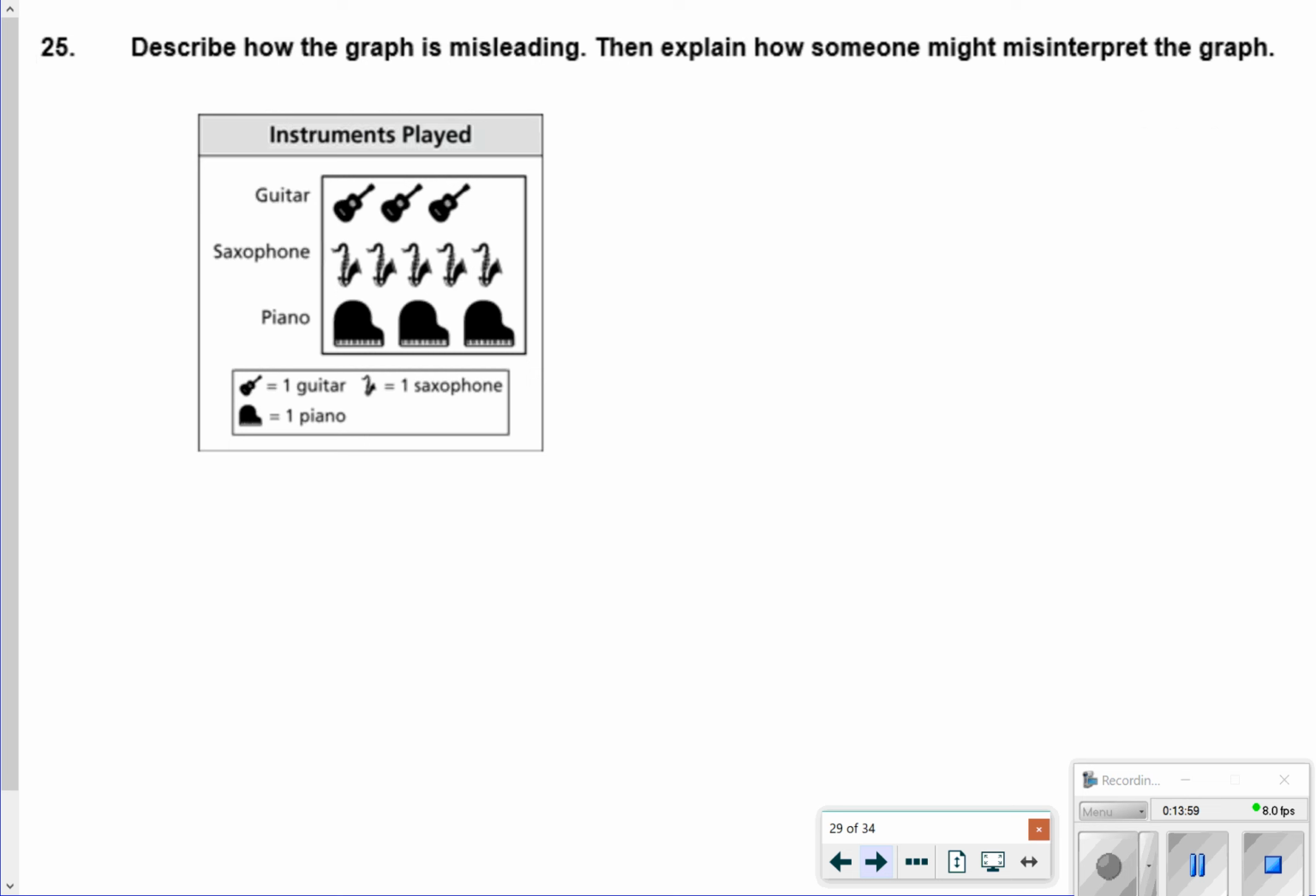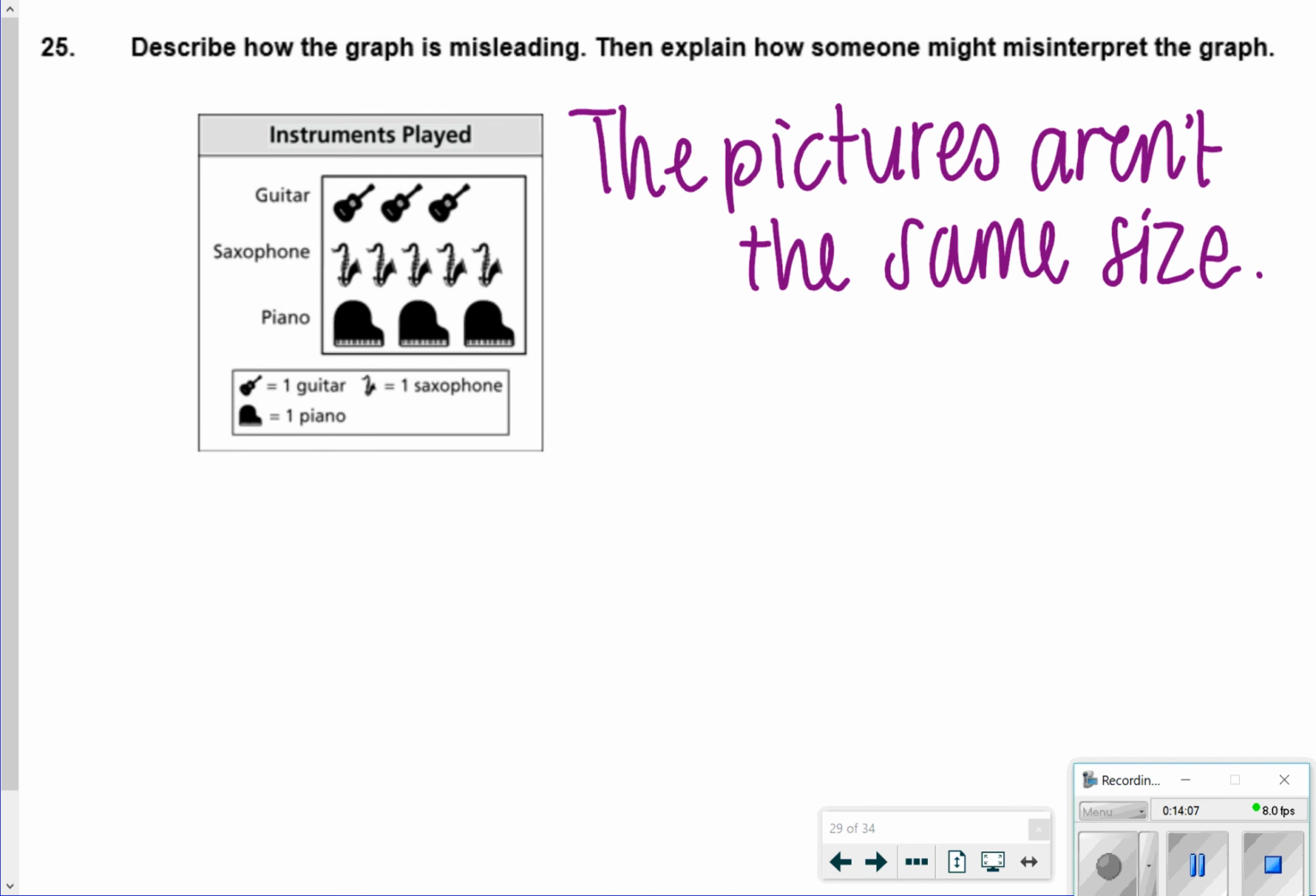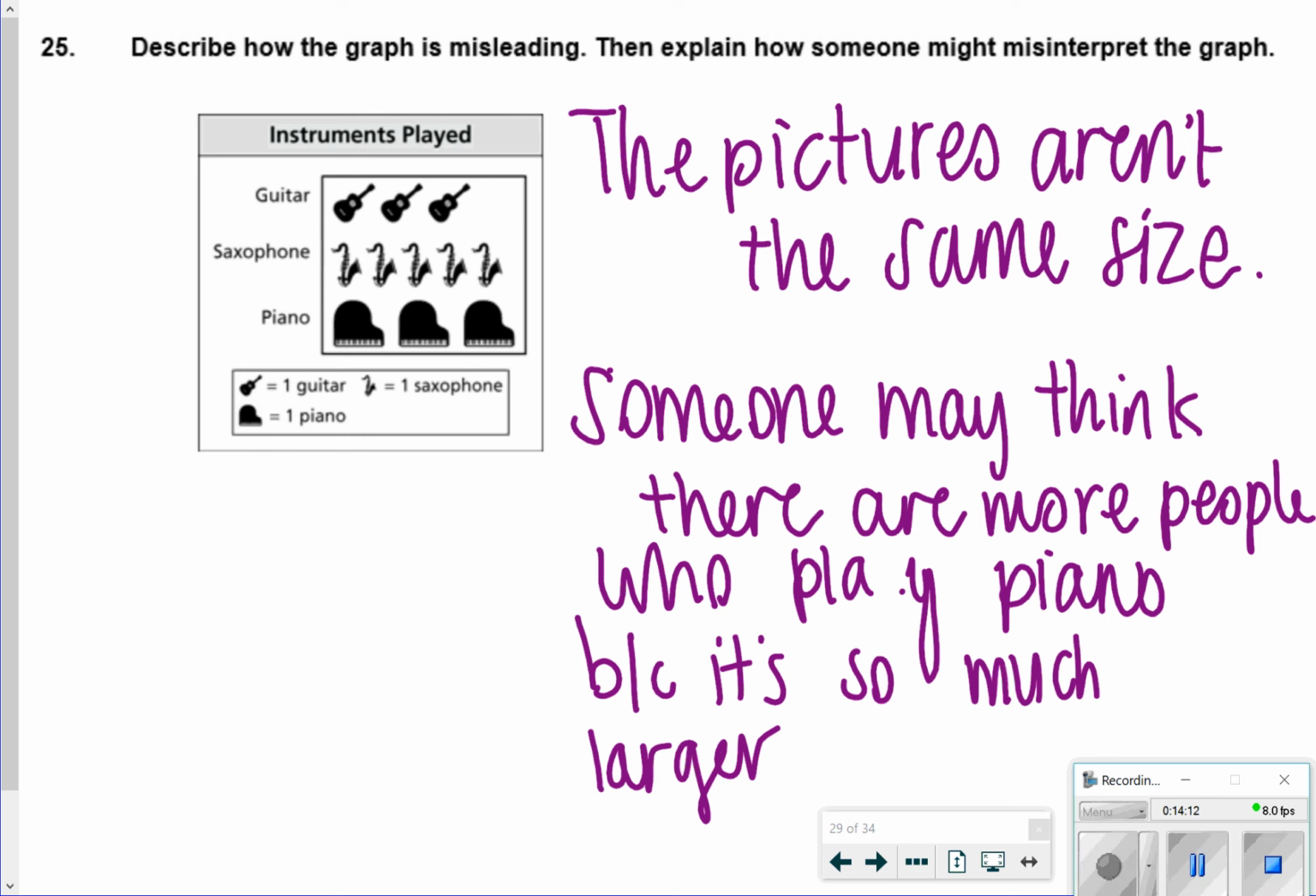The last one, you're just describing how the graph is misleading, and then explain how someone might misinterpret the graph. The reason why this one is misleading is the pictures are not all the same size, and to misinterpret this graph, someone might believe that the piano is played more because they're so much larger. So if you do want to use pictures, just make sure that you're using the pictures as the same size.